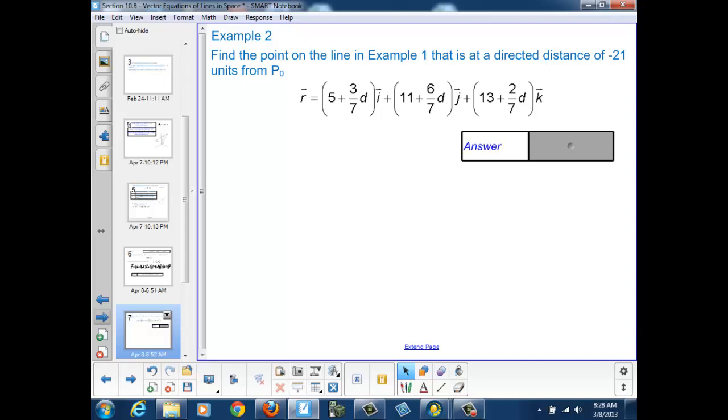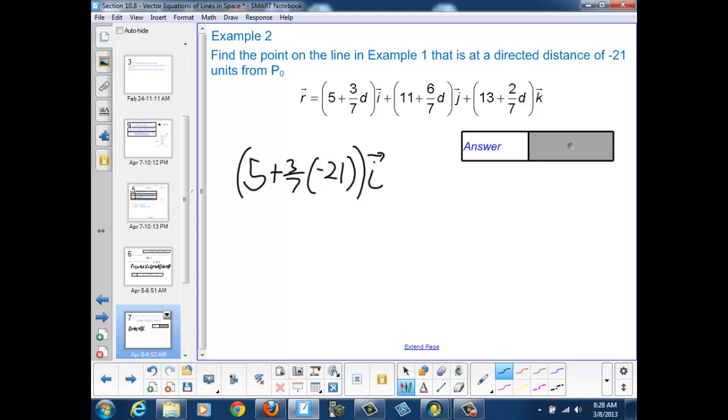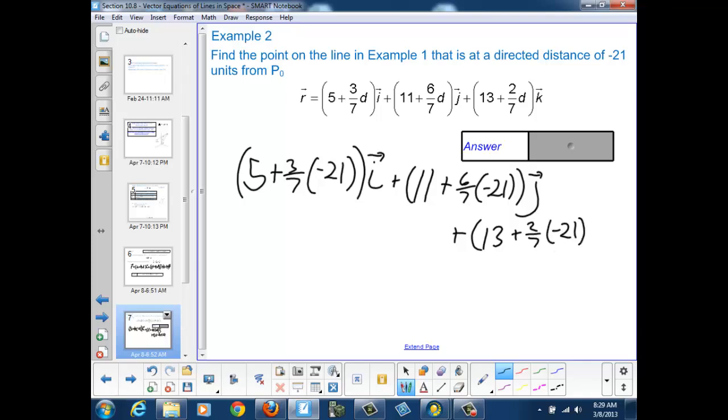So I take 5 plus 3/7 times negative 21 to find my i component, plus 11 plus 6/7 times negative 21 to find my j component, and finally plus 13 plus 2/7 times negative 21 to find my k component.